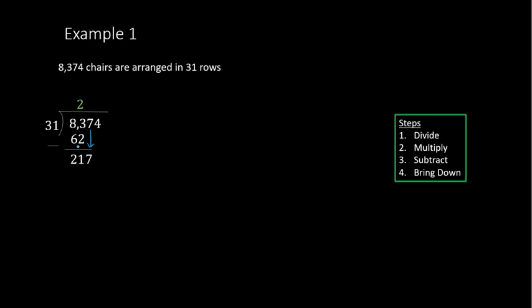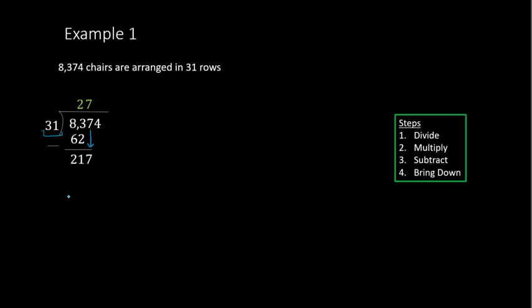So we need to figure out how many times does 31 go into 217. And if you're not sure, you could look at 31 and round that to 30. All right, and we can figure out 30 times what would get us close to 217. Well, 30 times 7 would be 210, 21 with the 0. So that would give us pretty close. So let's try a 7.